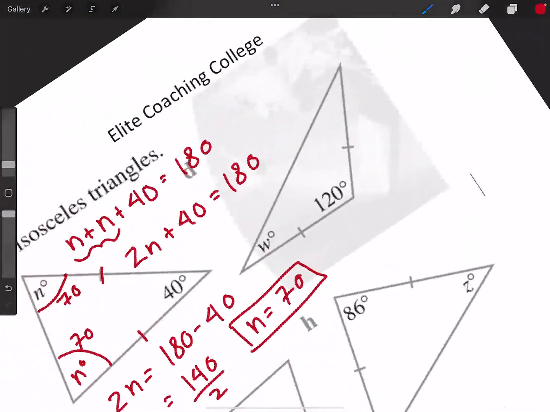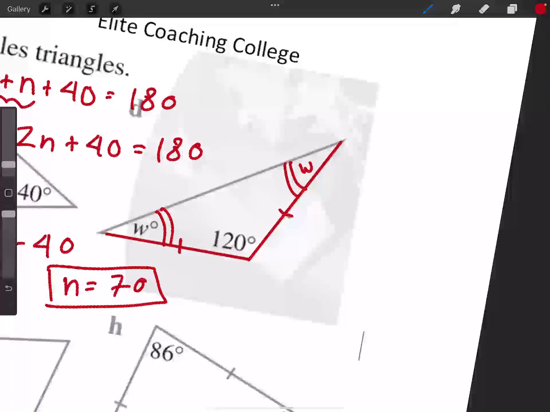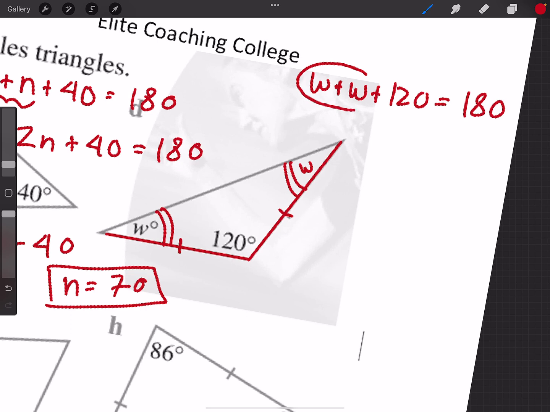Again, here you have another isosceles triangle where this length is equal to this length. So that one is equal to that one. Therefore, this angle is equal to this angle. This is W. Okay, so you have W plus 120 equals 180. Now you can think of it this way. What must these two add up to? Well, this has to be 60, because 180 take away 120 is 60.